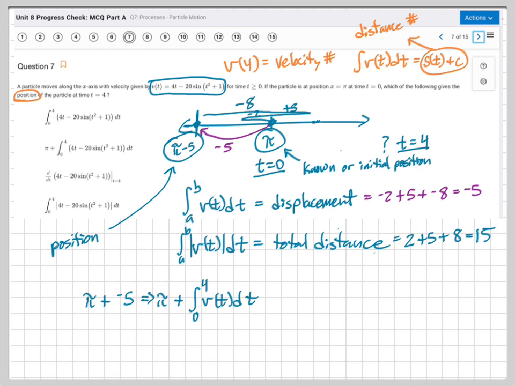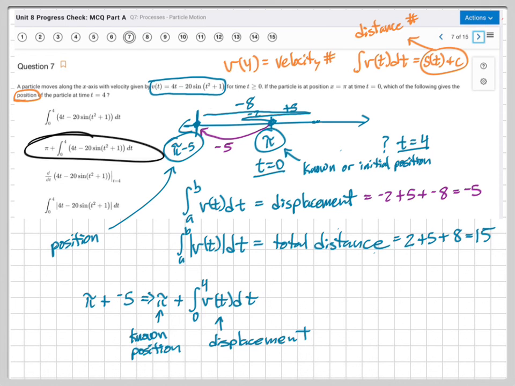I think that's it. That gives us our answer. This is our known position. This is our displacement. And that gives us our new position. Booyah. That's your answer.